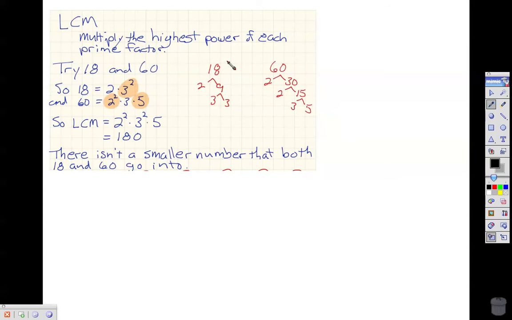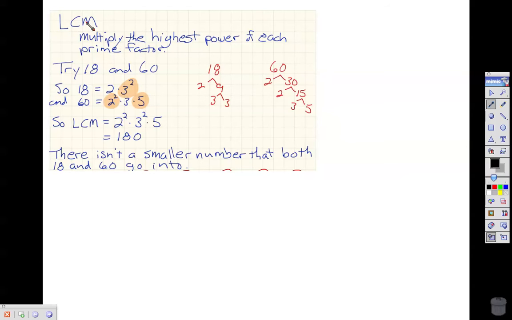To find the prime factorization of a number, you make a factor tree. So 2 goes into 18 9 times, 3 goes into 9 3 times. So 18 must be equal to 2 times 3 squared. 60, 2 goes into that 30 times, 2 goes into 30 15, 3 goes into 15 5 times. So its prime factorization is 2 squared times 3 times 5, which I've noted here.